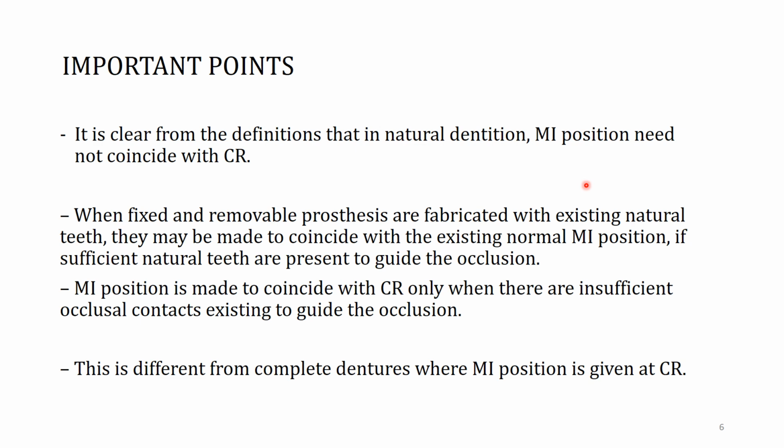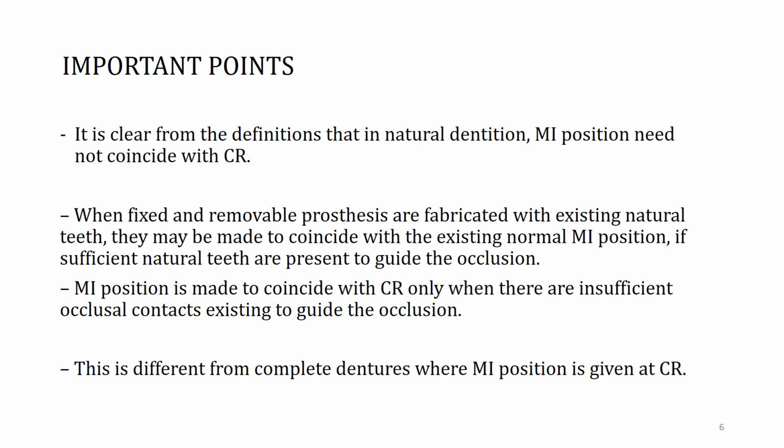When there is insufficient occlusal contact existing in the previous occlusion, then the maximum intercuspation is equal to the centric relation. In RPD and FPD, that's what we observe. In a CD case, that is a complete denture case, MI is given at CR. So we give the intercuspation at the centric relation, and that's why we take the centric relation. That is what it says here, and you can just read through this.